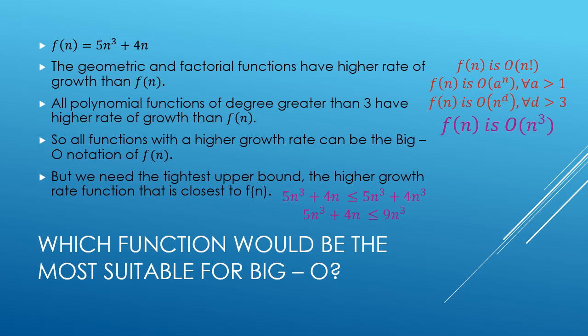But when somebody asks you for big O notation, the person is expecting you to give him the function that grows faster than his function and which is closest to his function. So the statement in purple is the correct answer.